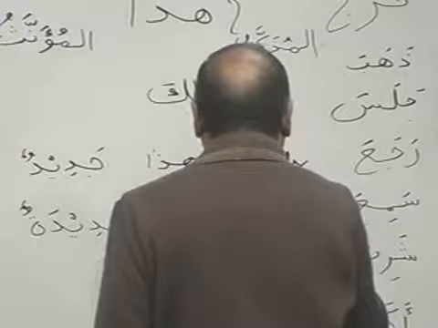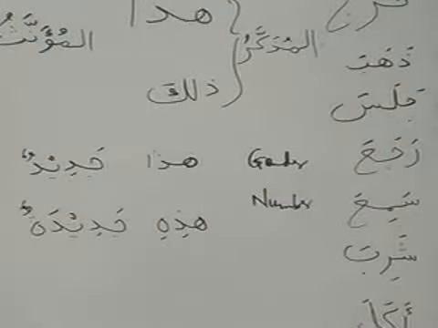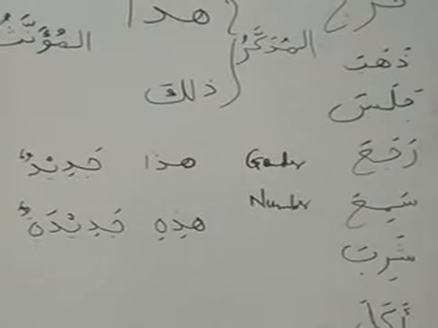Gender and number. If the mubtada is muannas, the khabar has to be muannas. If the mubtada is muzakkar, khabar has to be muzakkar. And if the mubtada is singular, khabar has to be singular. If the mubtada is dual, khabar has to be dual. If the mubtada is plural, khabar has to be plural. Are you with me, brothers and sisters? But because we have not done dual and plural, they will not come across in this lesson. We will only come across singulars.